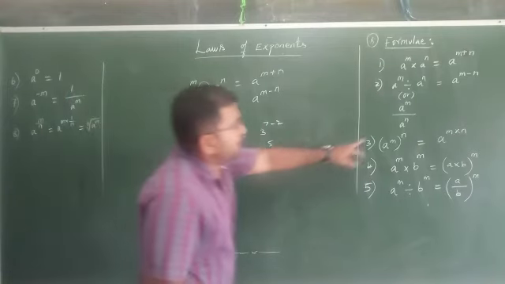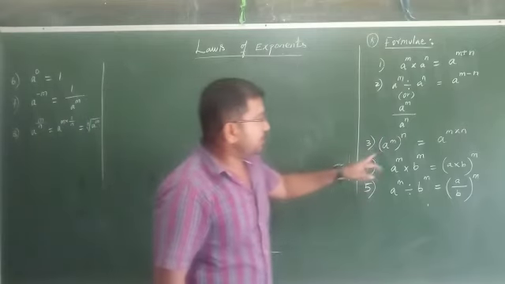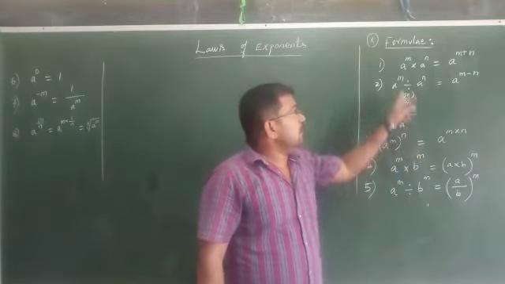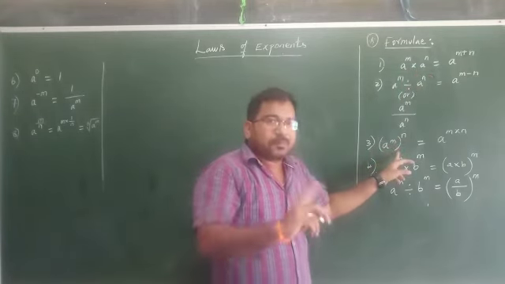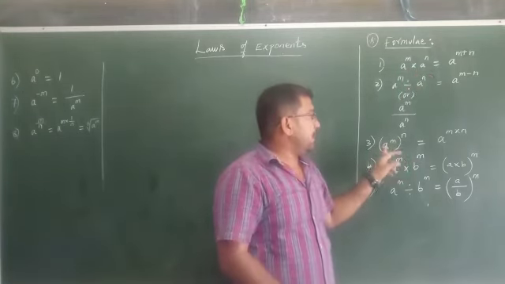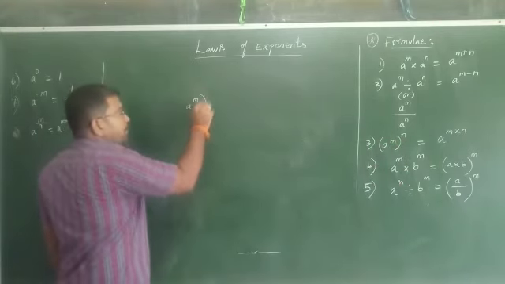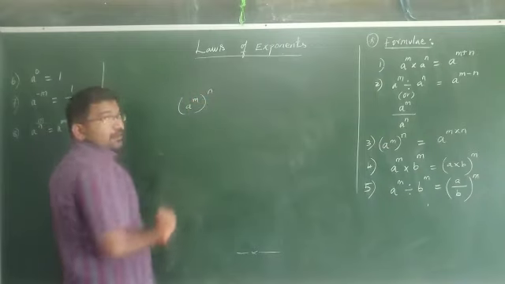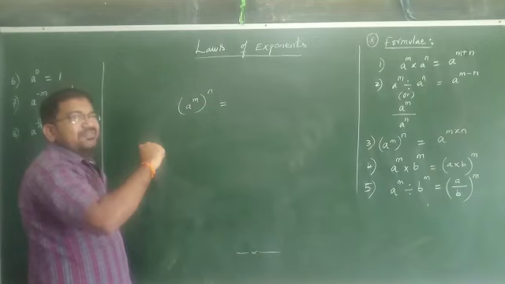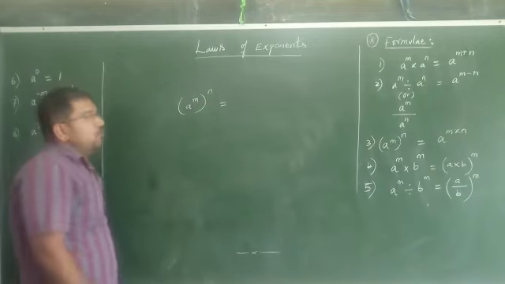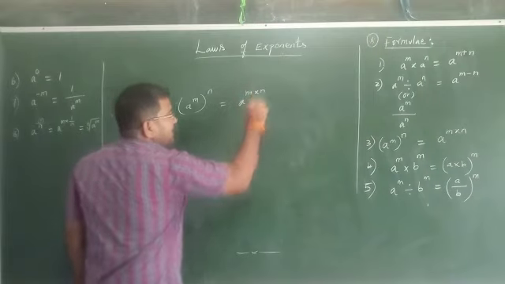Next, the third identity. The first is nothing but product and the second is nothing but divide. The third formula is power to the power: a power m, the whole power n. Power to the power means we have to multiply the powers. So it is nothing but a power m into n.